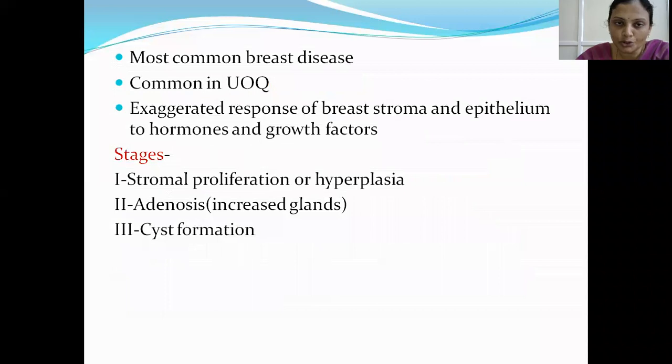This is the most common breast disease, commonly seen in the upper outer quadrant. It is an exaggerated response of breast stroma and epithelium to hormones and growth factors. The various stages in fibrocystic adenosis: Stage 1, stromal proliferation or hyperplasia. Stage 2, adenosis. And stage 3, cyst formation.